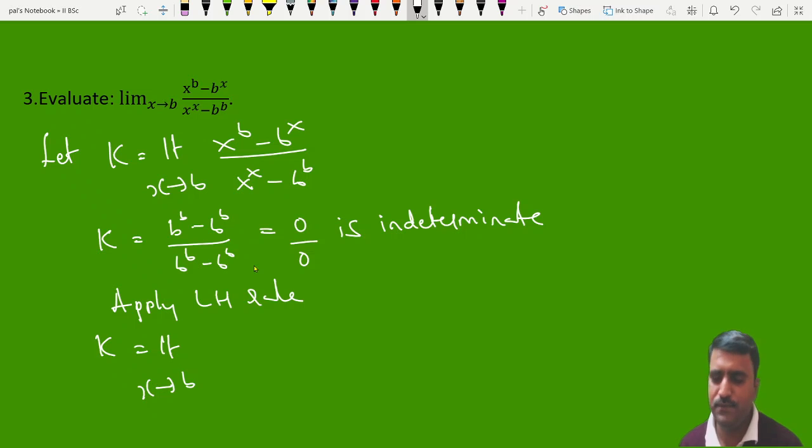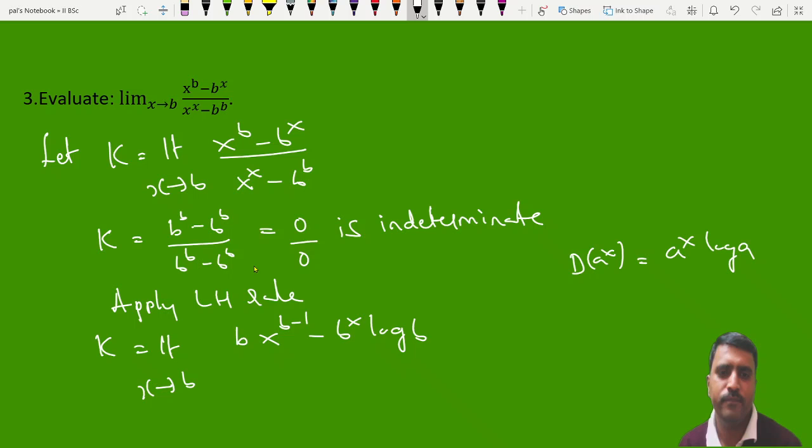As x tends to b, what is the differentiation of x to the power b? It is like x to the power n. Differentiation of x to the power n is n x to the power n minus 1. Similarly, this gives b into x to the power b minus 1. What is the differentiation of a to the power of x? It is a to the power of x into log a. You should remember those formulas. So it is b to the power of x into log b, divided by the denominator, x to the power of x.